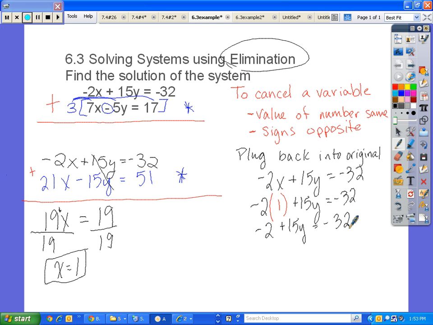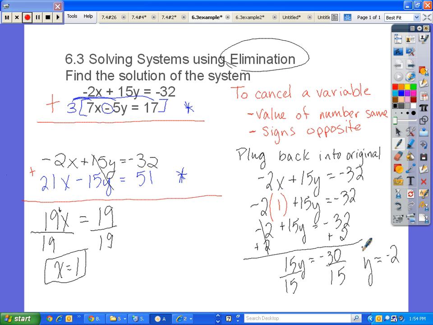So now I'm going to add 2 to both sides. I always jump, if I change the sign, I have to jump across the equal sign. Okay, so I'm going to jump across the equal sign here, and I'm going to draw my line. I've got 15y is equal to negative 30. I divide by 15, divide by 15, and I get y is equal to negative 2. So now I write this as a coordinate pair. My coordinate pair is (1, negative 2).